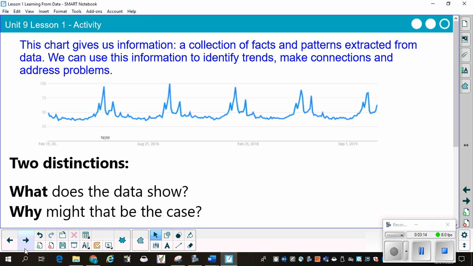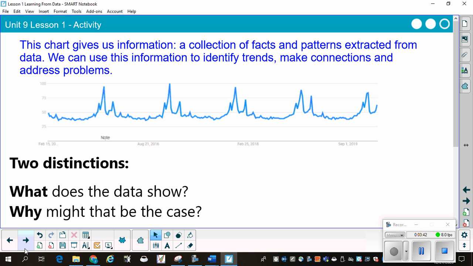All right, this chart gives us information. It's a collection of facts and patterns extracted from data. We can use this information to identify trends, make connections, and address problems. Okay. When I'm looking at this, it appears that there are definitely times of the year where people are searching for chocolate. Okay, what does the data show? Why might that be the case?